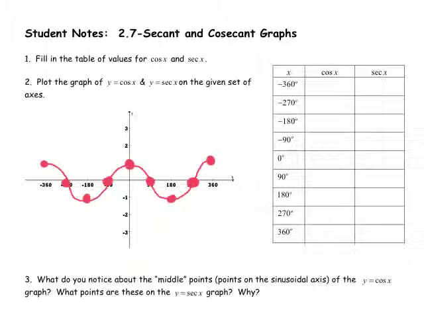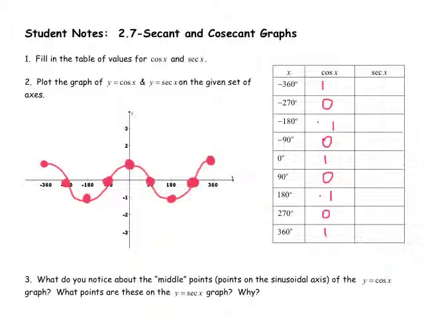So at -360, we're at 1, because we're right here. At -270, we're at 0. -180, we're at -1. 0, 1, 0, -1, 0, and 1.